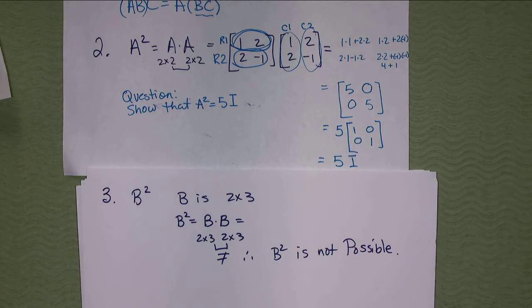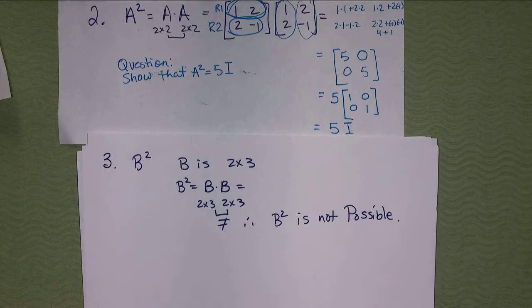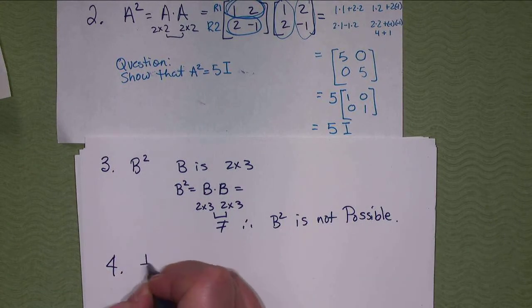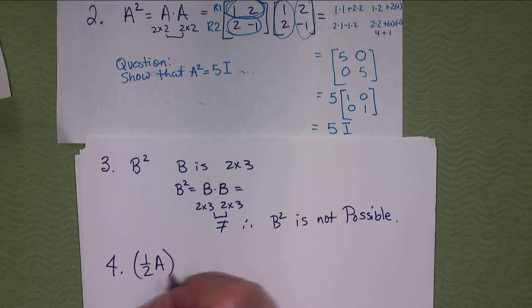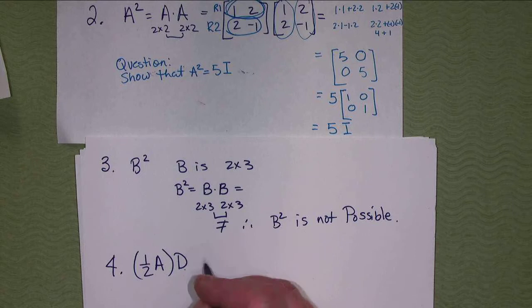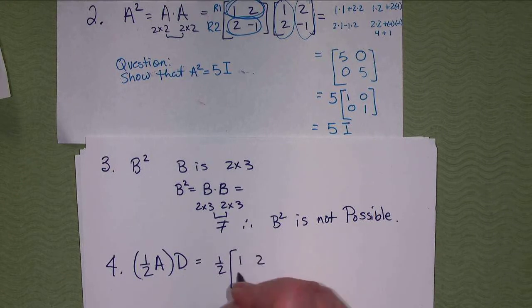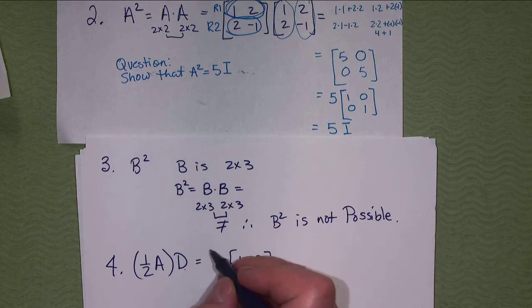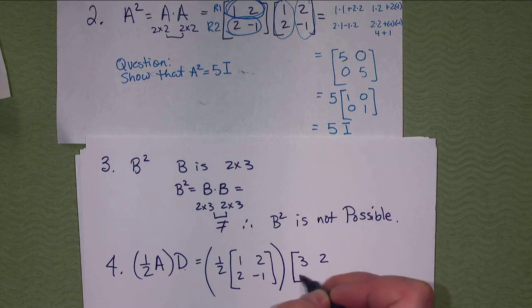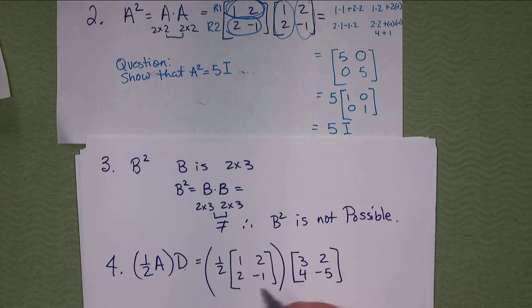What was 4? Where's my question gone? Okay, 4. 1/2 A times D. So 1/2 would be a scalar, so they're saying multiply 1/2 times everything in A and then multiply it by D. So we could do it that way. So 1/2 A times D. Oh, and before I wrote this out, I would check to make sure you can multiply A times D, instead of even writing it out first.